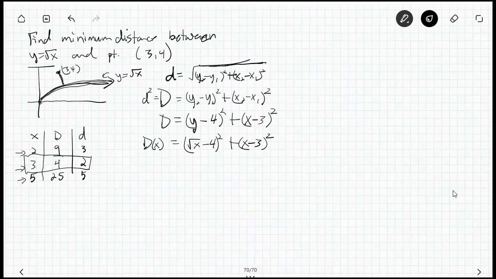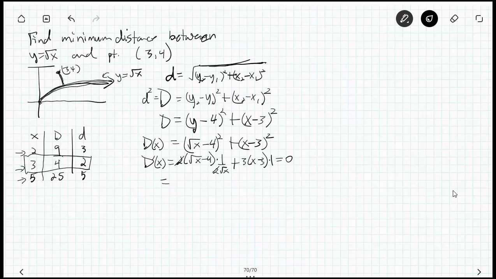Once I have a function of one variable, I get to do calculus, and I'm going to start taking derivatives. Now, some people may want to multiply these things out, and I say, why would we do that? Let's not do that. Let's use the chain rule. So I've got 2 times (root x minus 4) times the derivative of the inside, which is 1 over 2 root x, which is kind of nice because those 2's cancel. And this is going to be 3 times (x minus 3) times 1, by chain rule. And then I set the whole thing equal to 0 and I solve. So let's work our way through this and see what happens.